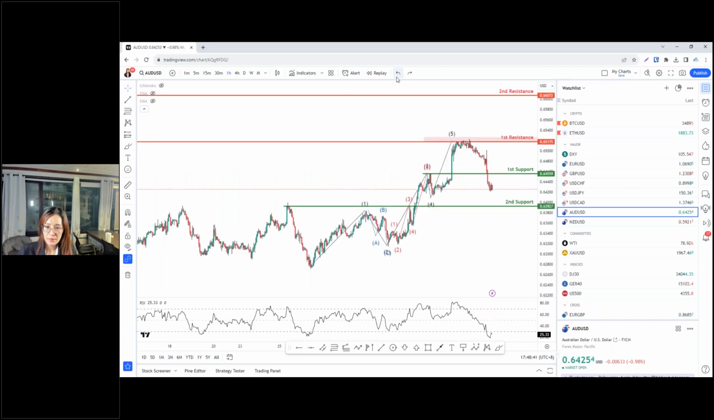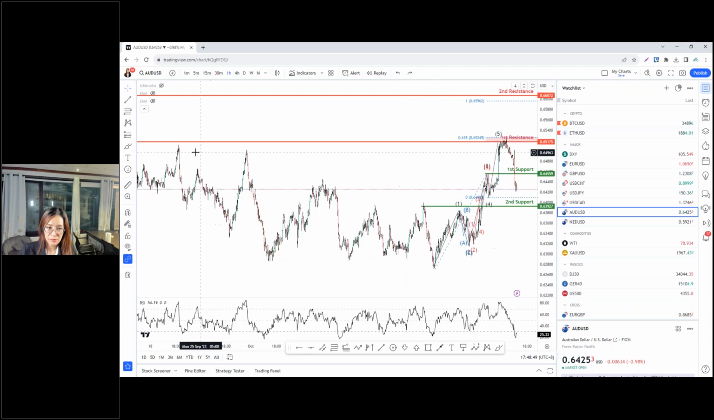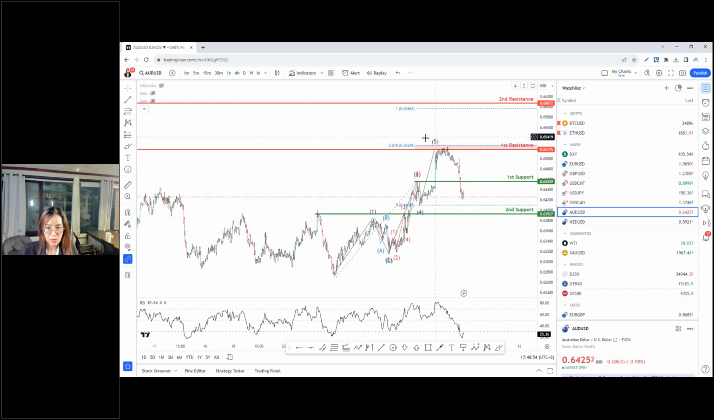So after that it completes my wave 5, and then I also sold from here. And on your left, you want to know that it is also at the resistance level. It lines up very nicely with the projection and the end of wave 5. Okay.